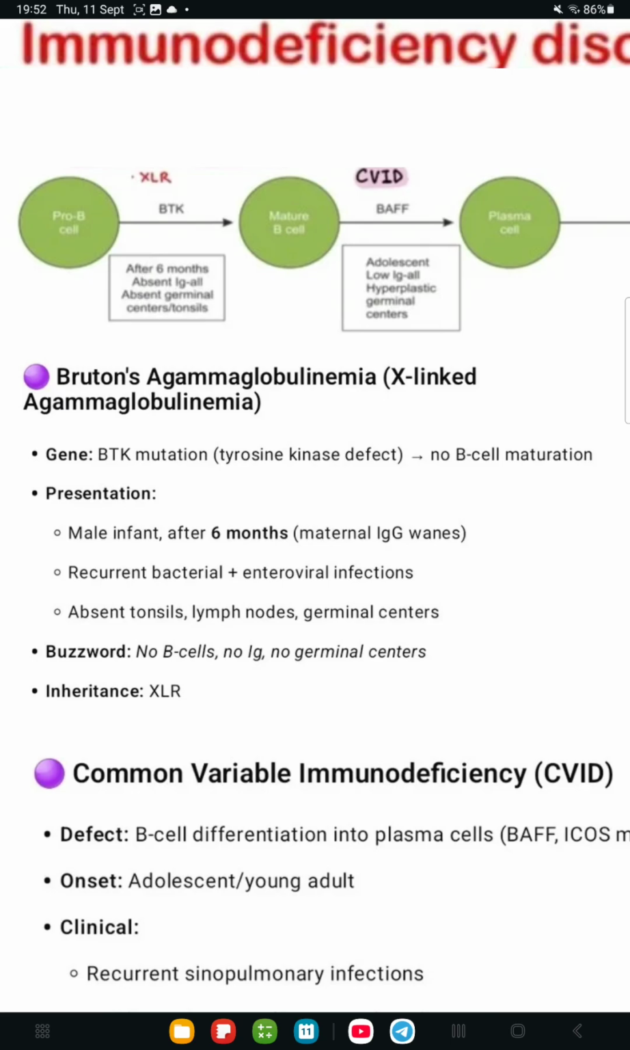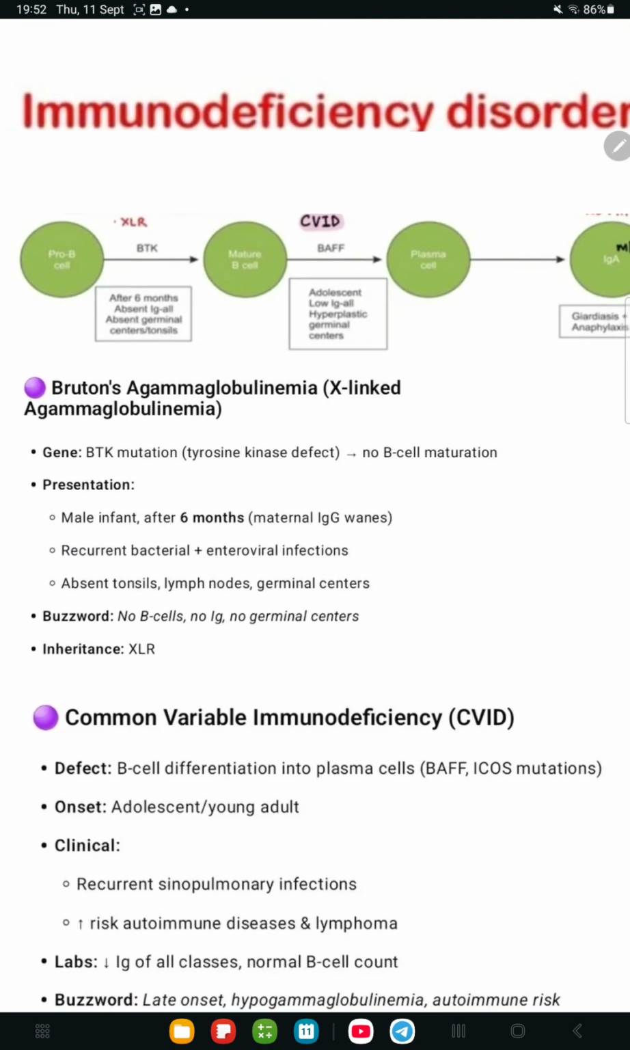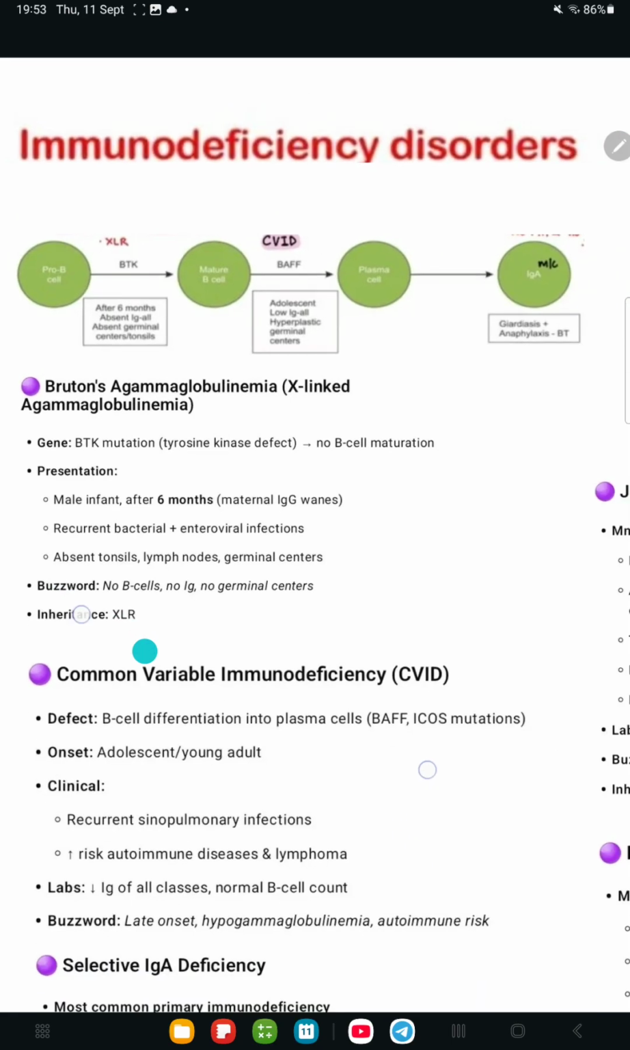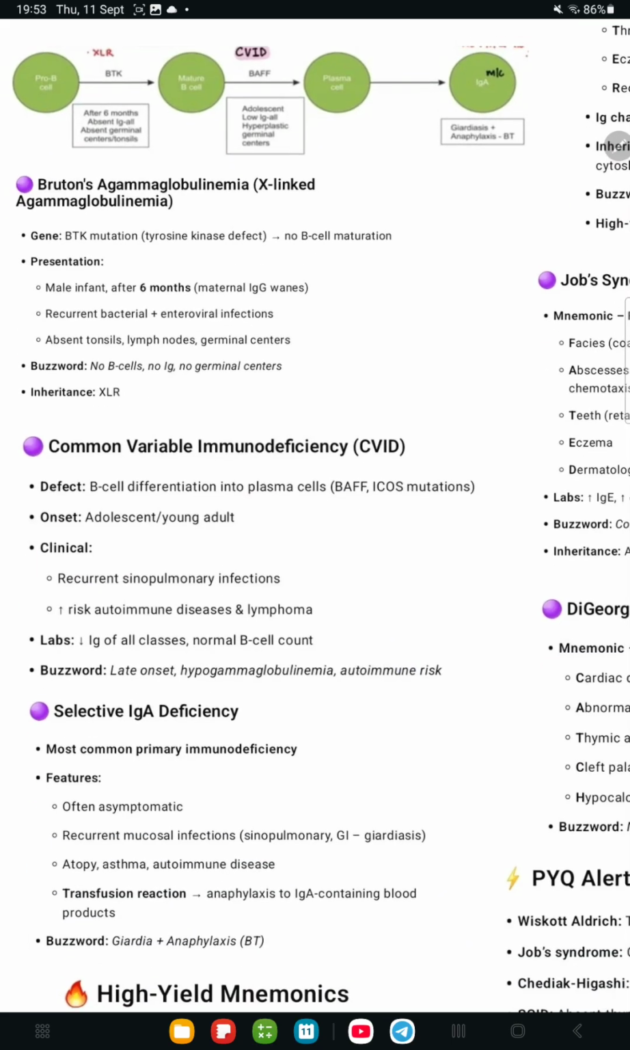Okay, now how does the baby present? The infant will present with recurrent bacterial and enteroviral infections. Here we have to remember there is no mature B cell, nothing is formed. So absent tonsils, absent lymph nodes, absent germinal centers. That's why this is Bruton agammaglobulinemia. The buzzwords here are no B cells, no immunoglobulins, no germinal centers, and inheritance is X-linked recessive.